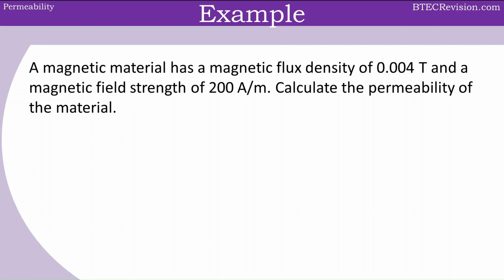You can start by writing down our equation. Permeability equals magnetic flux density divided by magnetic field strength. We can plug in our values, 0.004 divided by 200, and that gives us a value of 2 times 10 to the power of minus 5. The unit is henries per meter, H divided by m.